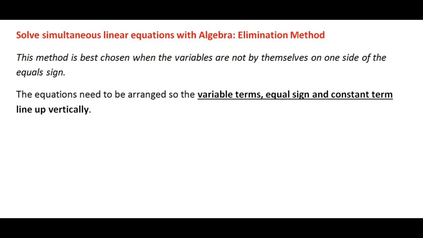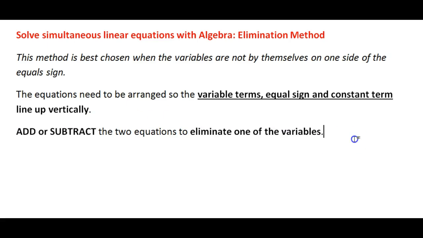Today we're going to look at solving simultaneous linear equations with algebra, the elimination method. The previous method of substitution was best when there was a variable by itself on one side of the equal sign. This method is best when that's not the case. The equations, though, need to be arranged so that the variable terms, equal sign and constant term, line up vertically. Usually when you start this work in Year 9, that's already done for you. In the more difficult problems, you would have to do that yourself.